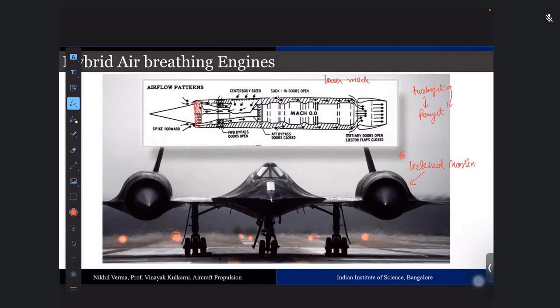Mach number. This compressor will work. Yeah, 1 minute. So the combustion will happen in this part, and at supersonic speed, what happens? This cone acts as a shock wave guide. So at higher Mach number, what happens? This compressor stage is closed, and it bypasses and acts as a ramjet engine.